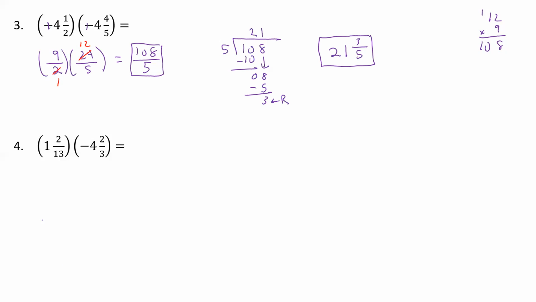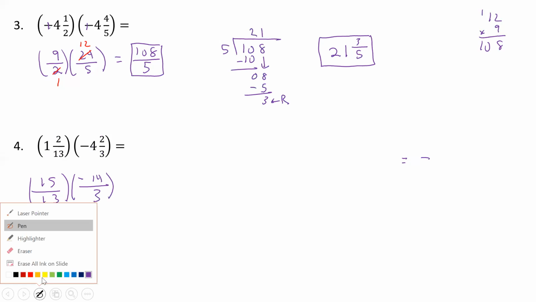All right. So what about the next one? Here we have a positive times a negative. So what do we know about that? Well, we know our final answer then is going to be negative. So we know the final answer is negative. Now we have 13 times 1 is 13 plus 2. That's 15 over 13. And then we have a negative. Now we have 3 times 4 is 12, 13, 14 over 3. Okay.